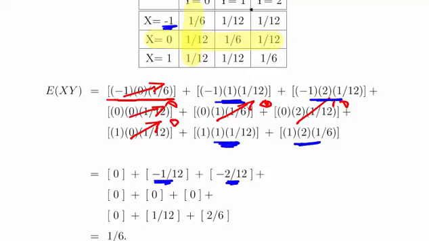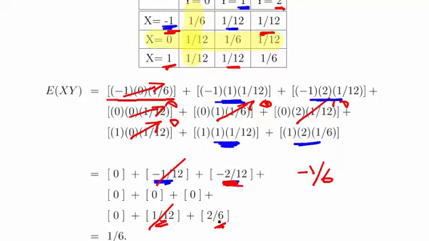Minus 1 times 1 times 1/12 gives us minus 1 over 12. And minus 1 times 2 times 1/12 gives us minus 2 over 12. And likewise down here, 1 times 1 over 12 gives us 1 over 12. And then finally 2/6. So some of these numbers cancel out again. For example, that and that cancel each other out. Minus 2 over 12 is minus 1/6.